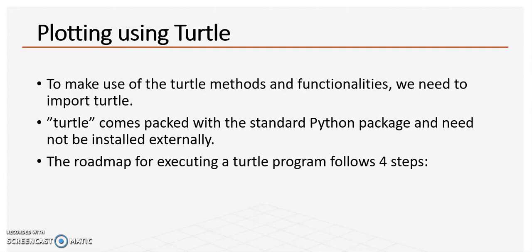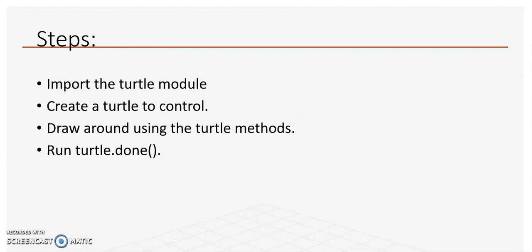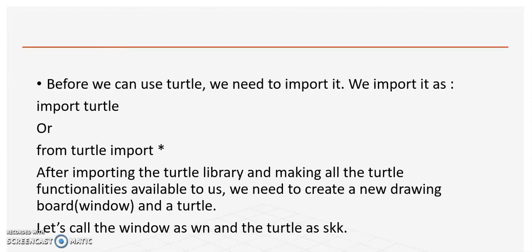The roadmap for executing a Turtle program follows 4 steps. First you need to import the Turtle module, then create a turtle to control it, then draw around using the Turtle methods, the list of methods which we discussed previously, and there are many more methods as such. And finally, as you are completing the program, you need to write turtle.done. So you must remember that you need to write turtle.done to execute the program.